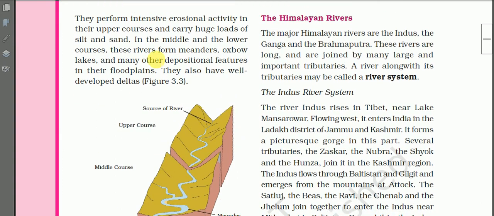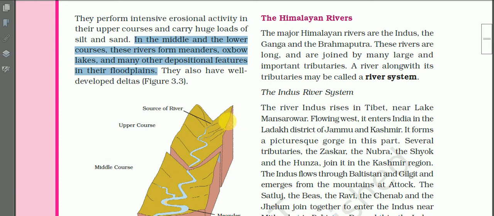And in the middle, another point of difference. Here in the middle and the lower courses, the rivers form meanders, oxbow lakes, and many other depositional features in their floodplains. So most of the Himalayan rivers form meanders, oxbow lakes, and other depositional features in their floodplain.